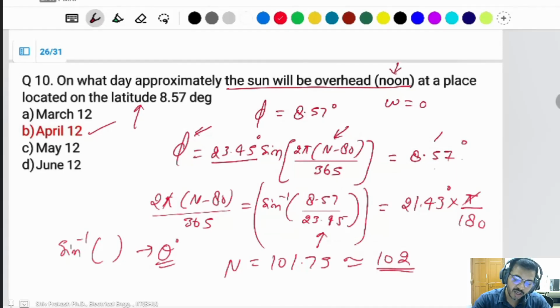The angle is also given at noon, because if noon is not given in this information, then you can't say whether the sun will be overhead or not. Because if noon is given, then you can directly calculate the latitude angle, because omega will be 0 here.